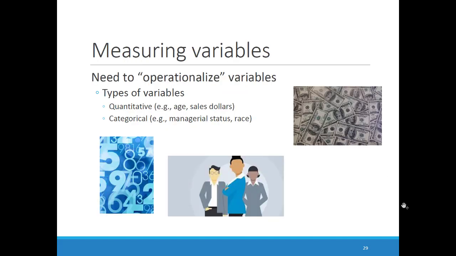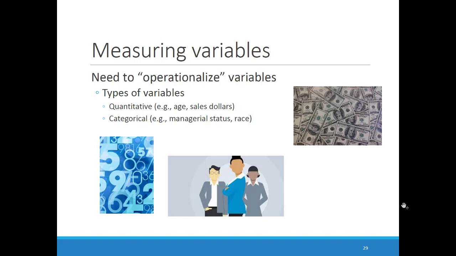All right, so let's move on to talk about variables more specifically. So we're going to talk about how we measure variables. And the first thing to know about that is that we need to operationalize our variables. And what do we mean by that? Well, we have to measure them in some way, right? So let's take the example of safety climate that I've been using in the last lecture and this one as well. If we want to study safety climate, we have to have a way to measure it.